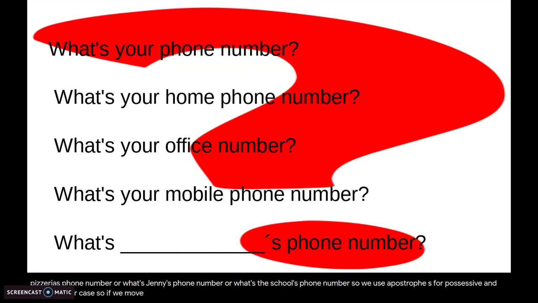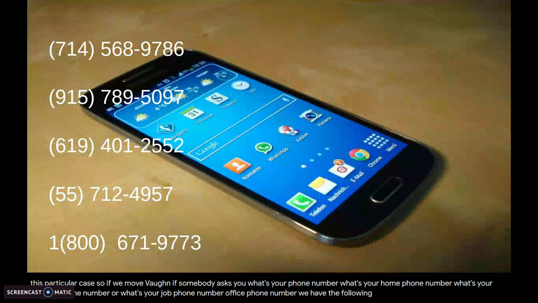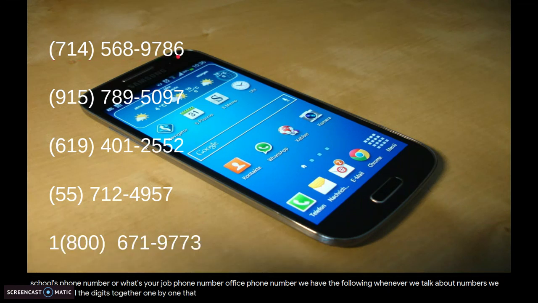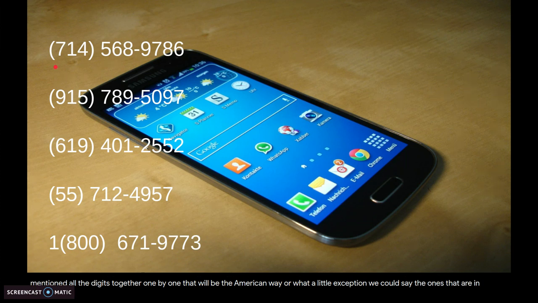So if we move on, if somebody asks you, what's your phone number? Or what's your home phone number? What's your school's phone number? Or what's your job phone number or office phone number? We have the following. Whenever we talk about numbers, we mention option one, all the digits together one by one, and that would be the American way. Or, with a little exception, we could say the ones that are in parentheses, they would be area code.